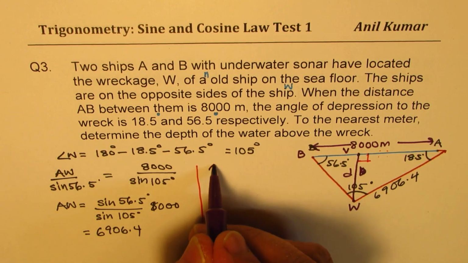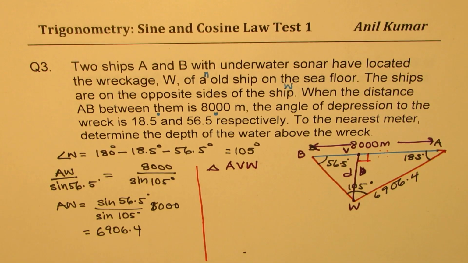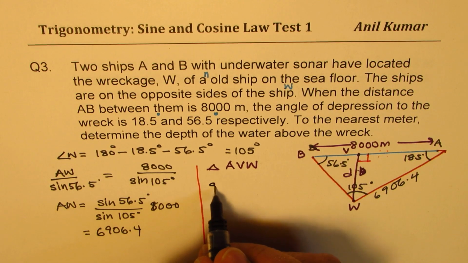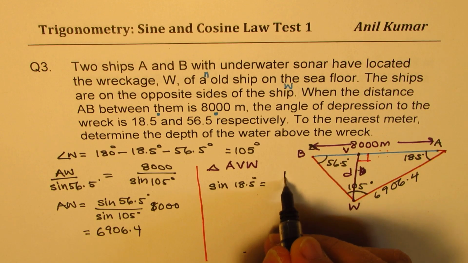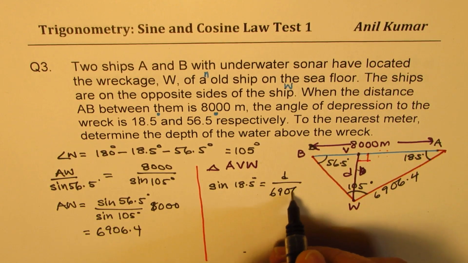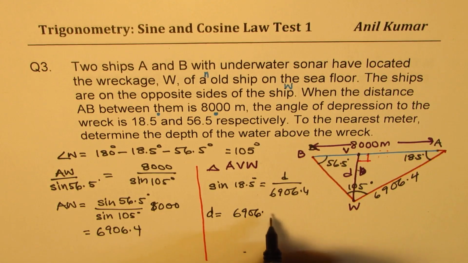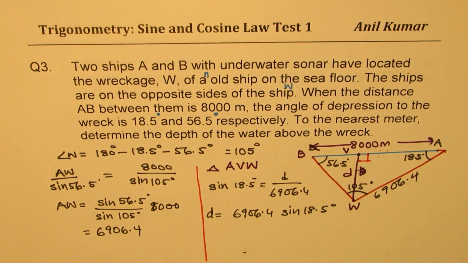So we'll now solve the triangle AVW. Perfect. So in this particular triangle, to find depth, we have to use these two things. So sine of 18.5, opposite side D, which we want to know, and the hypotenuse, which is 6906.4. So the depth is equal to 6906.4 times sine of 18.5 degrees.